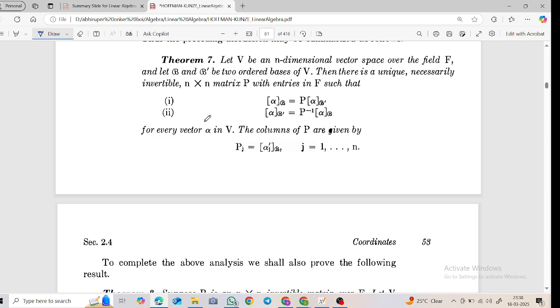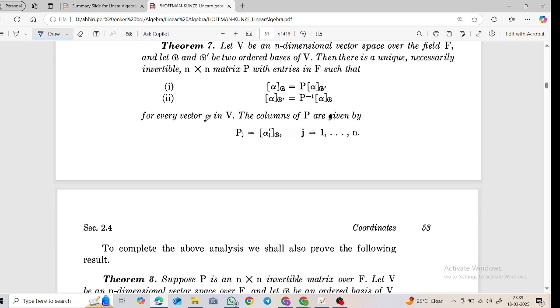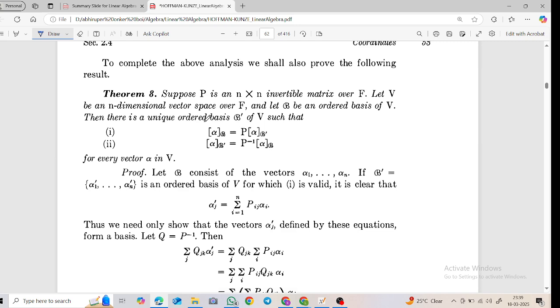Okay. So that was the gist of the discussion earlier. Suppose P is an n cross n matrix over F, and V is an n-dimensional vector space over F.